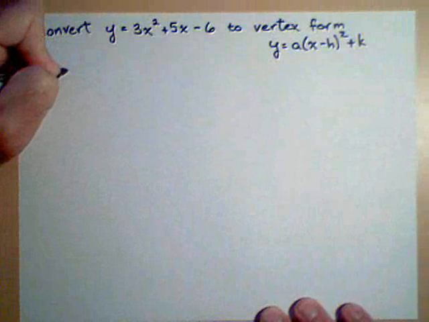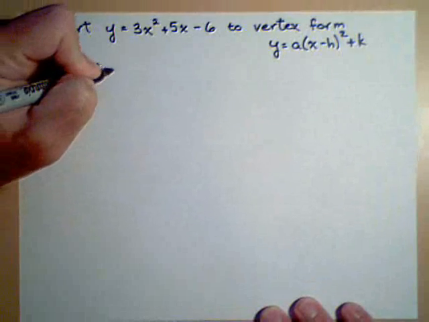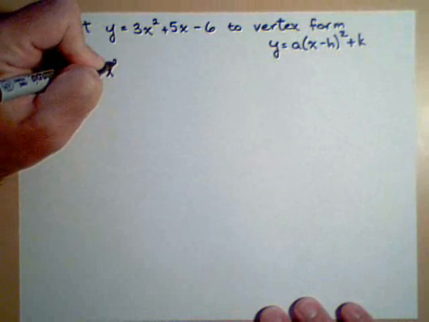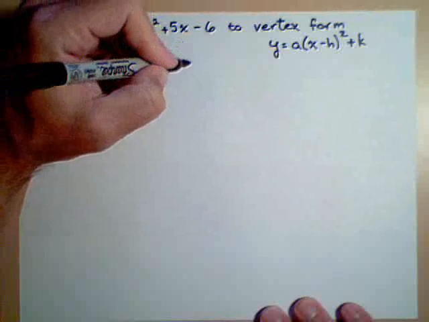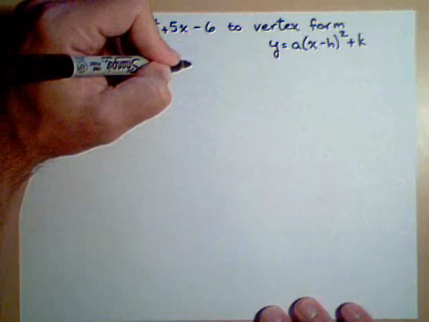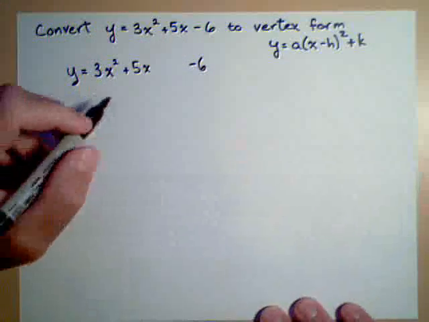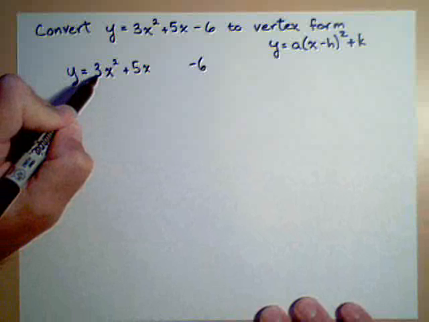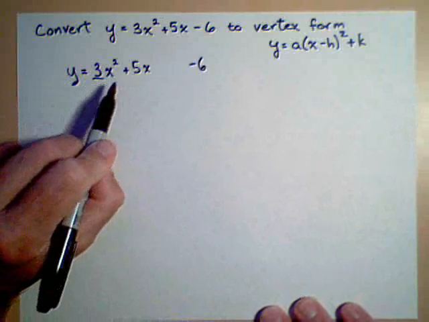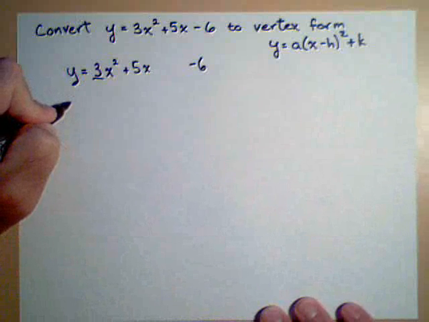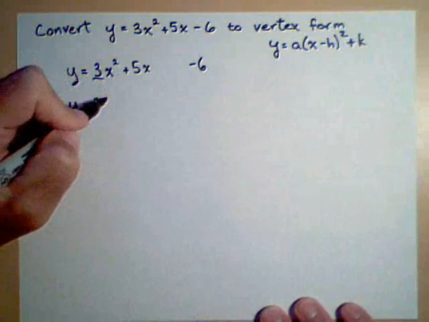So the first thing we want to do is group our terms. y equals 3 times x squared plus 5x, and then we'll have the minus 6 at the end. And we'll talk about what's going to happen in this space. Now the next thing, if there's ever a coefficient on x squared, we need to get rid of that. So what I'm going to do is factor 3 out, but I'm only going to factor it out of the first two terms.